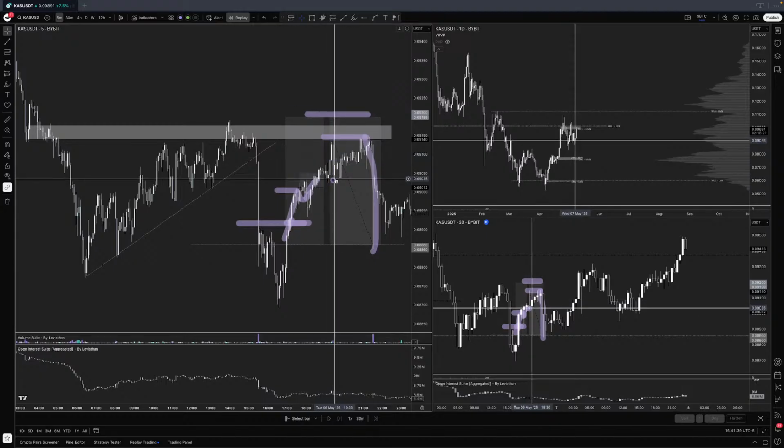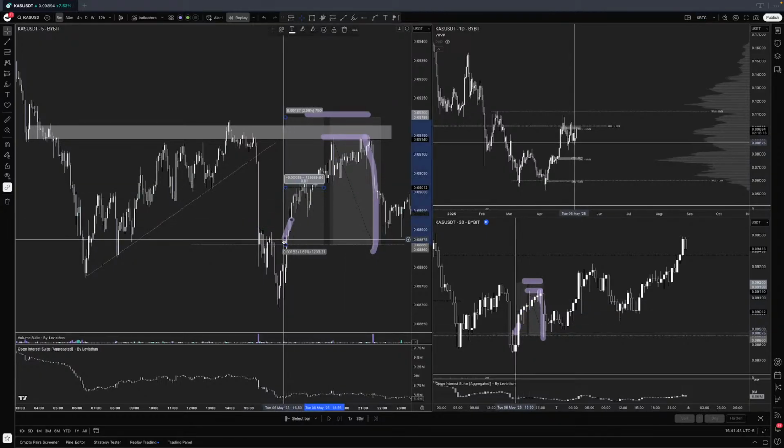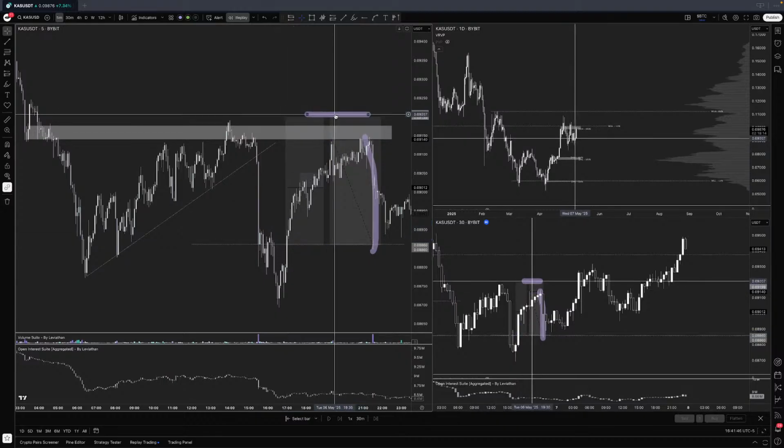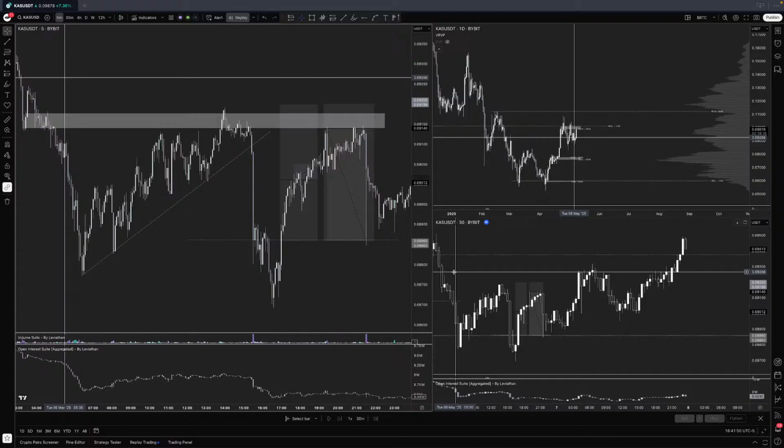So I don't care about the 2 losses that I incurred on this particular example, because I know that eventually I will be profitable with another trade. And that's literally what happened. Okay, guys?